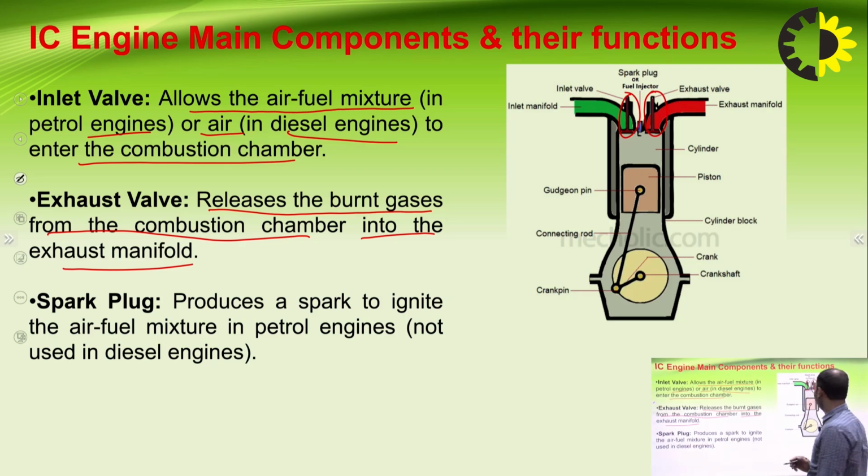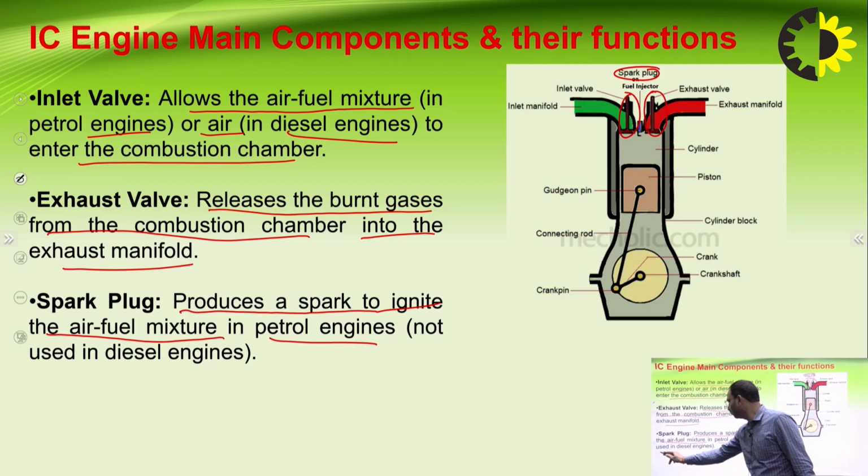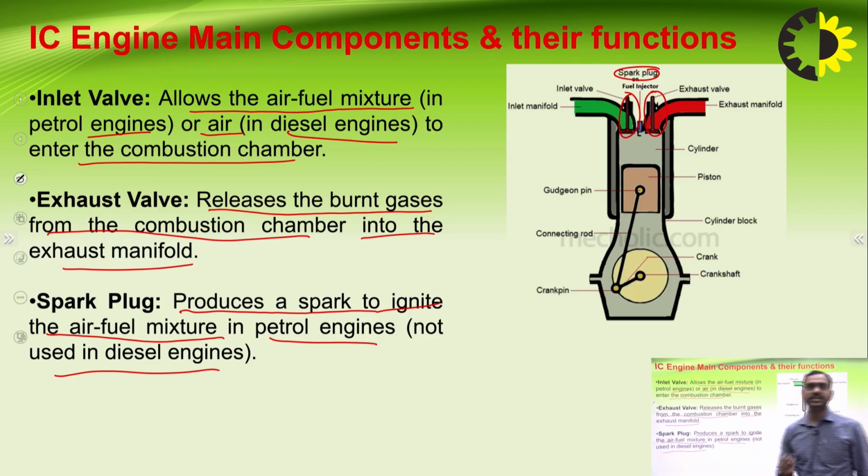Then the third component is spark plug in the case of SI or petrol engine. So basically, the spark plug produces a spark to ignite the air fuel mixture in petrol engines. It is not used in diesel engine. The spark plug is only used in SI engine to generate the spark. With the help of this spark, combustion takes place.